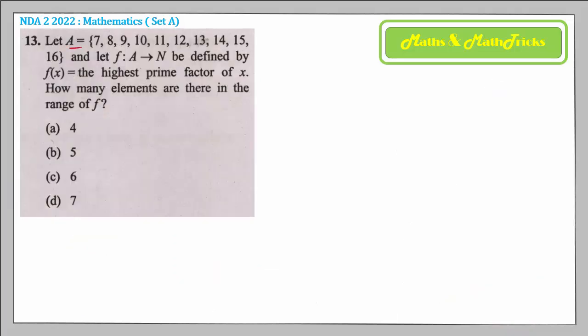Here you know the set A, and the function is defined from set A to the set of natural numbers, such that the rule of the function is that the output for the given input x is the highest prime factor of that particular input. So inputs are ready with you in the set A. You have to just calculate their highest prime factor. So what is the highest prime factor of 7? 7 is a prime number, so 7 itself.